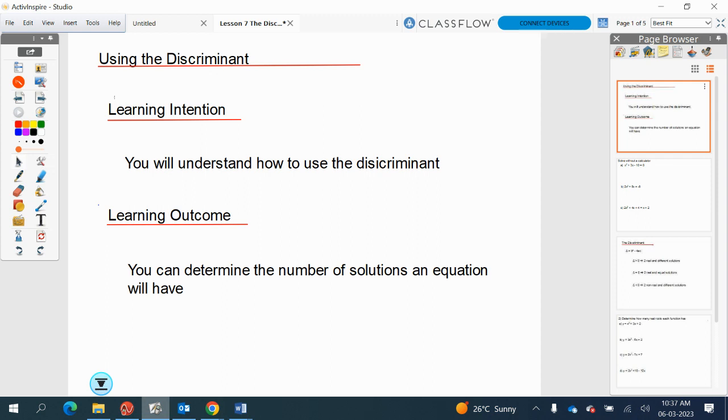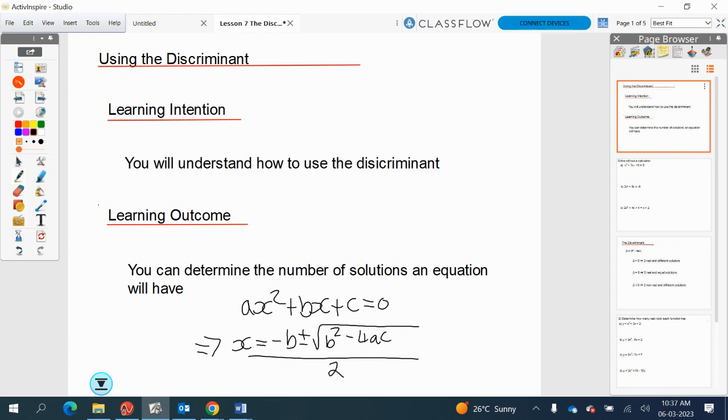Okay, today we're going to look at the discriminant, which is part of the quadratic formula, and we're going to solve some equations. So let's remind ourselves of the quadratic formula. The quadratic formula is that if ax squared plus bx plus c equals 0, then the solutions are given by x is equal to minus b plus and minus the square root of b squared minus 4ac all over 2a. This is the quadratic formula.